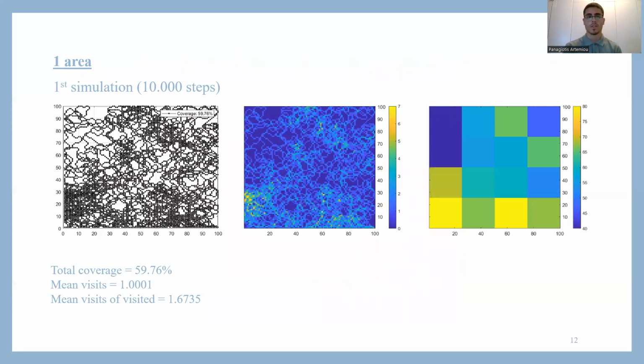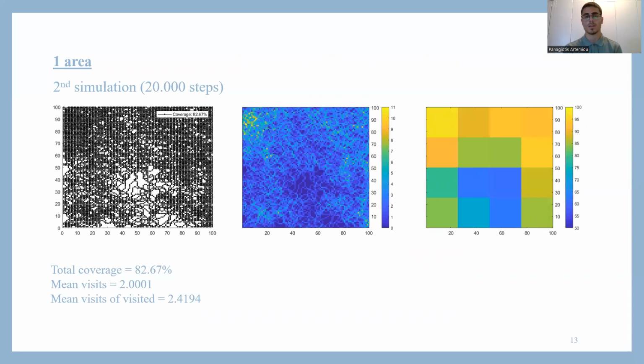This is shown with the first simulation also, in which we gave the robot 10,000 steps to perform. The coverage was about 59% and the mean visits about 1.67. We can see that some areas are visited 7 and 6 times and others are not visited at all. And on the right-hand side graph, we can see that some areas have very high coverage and others have much smaller, about 40%.